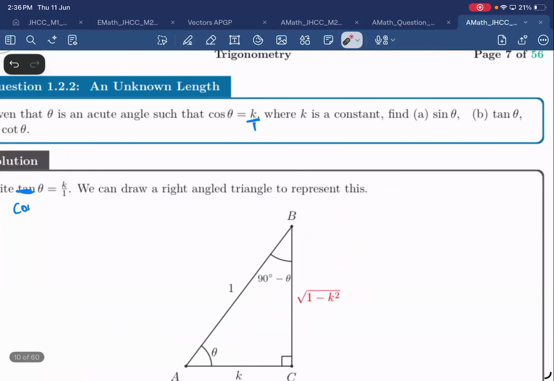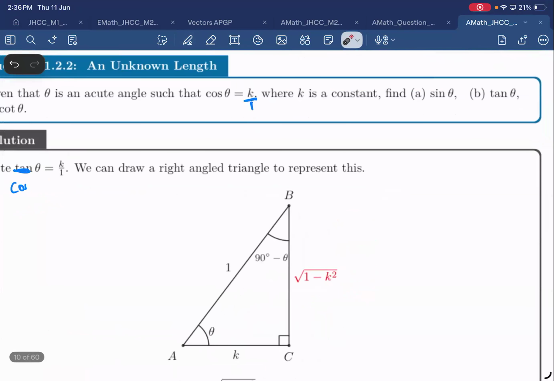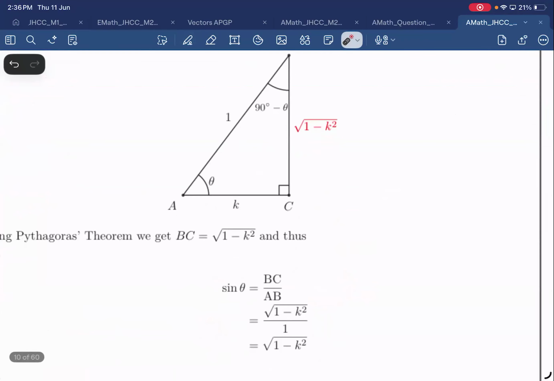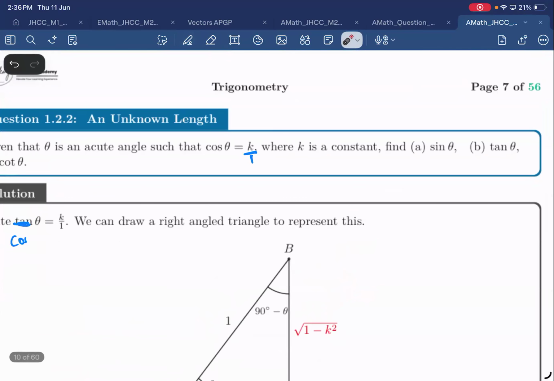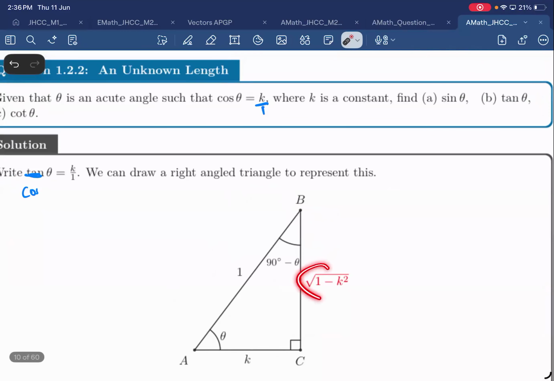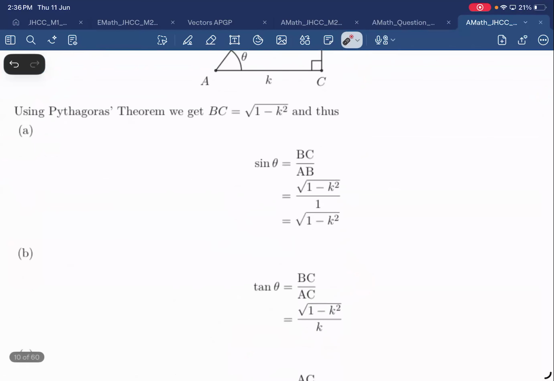Then the first part, find sine theta. Sine theta is easy, right? Theta is here, so sine is opposite over hypotenuse. So square root of 1 minus k squared over 1, which is square root of 1 minus k squared. Then for part B, find tangent theta. So tangent is opposite over adjacent. So square root of 1 minus k squared over k.